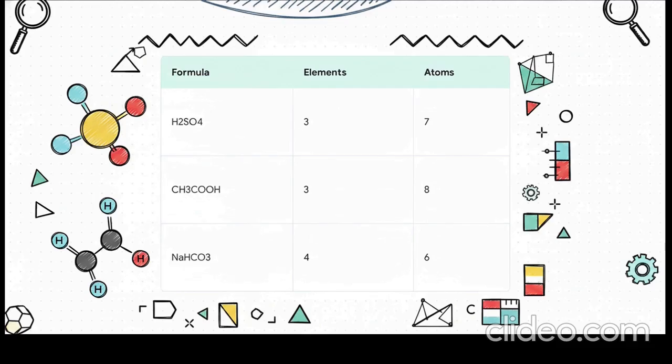For the total atoms, we just add the subscripts straight across the formula. 1 carbon, 3 hydrogens, another carbon, 2 single oxygens, and 1 final hydrogen. That's a total of 8 atoms tightly bonded together. Look at sulfuric acid right above it, H2SO4. Hydrogen, sulfur, oxygen means 3 elements. 2 hydrogens plus 1 sulfur plus 4 oxygens equals 7 total atoms. You've just mathematically decoded the structure of matter.